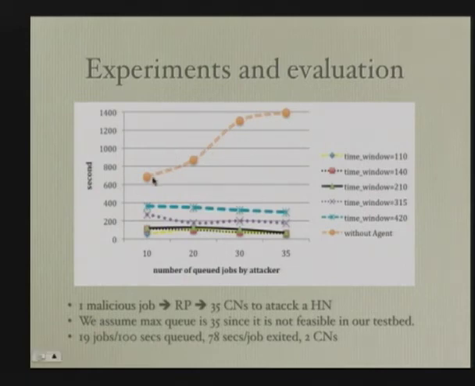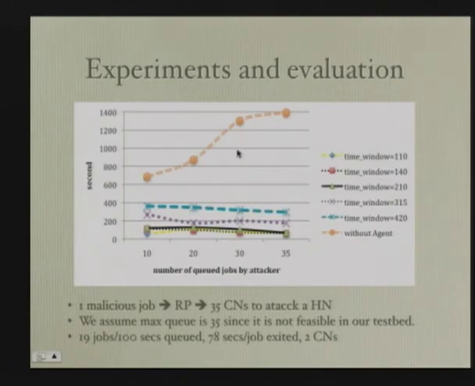The x-axis means the normal job is submitted to the queue when the malicious job, the attacker's job, fills the queue to 30%. We assume that the size of the queue is 35. So this means the queue is filled at 30%, 60%, 90%, and 100%.